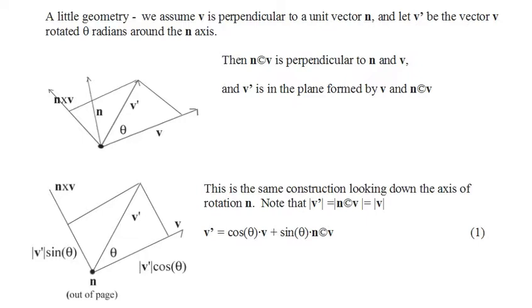The bottom diagram shows the same configuration, this time looking down the axis of rotation. The length of the projection of v' onto v is the length of v' times cosine theta. The length of the projection of v' onto n cross v is the length of v' times sine theta. Since the length of v' equals the length of v, and the length of n cross v also equals the length of v, since n is a unit vector, we have formula 1, which expresses v' as a linear combination of vectors v and n cross v. Remember this formula.